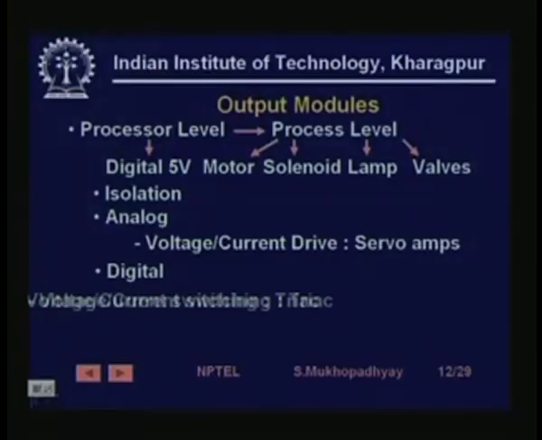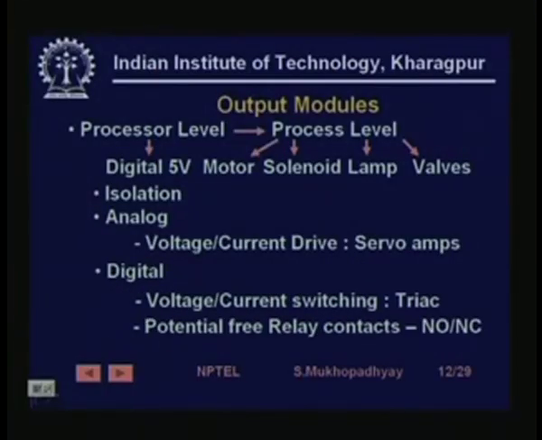For analogs it has to provide the voltage or voltage and current drive. So typically a unit that will provide that would be, let us say, a servo amplifier. So such amplifiers will be put on output modules. For digital output modules, sometimes they will require high power. You will just give a pulse and you will require that during the duration of the pulse high current will be switched. So such a thing will be done by the output modules.